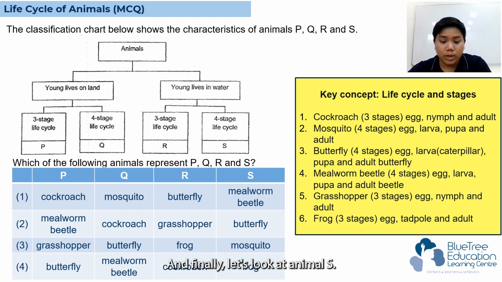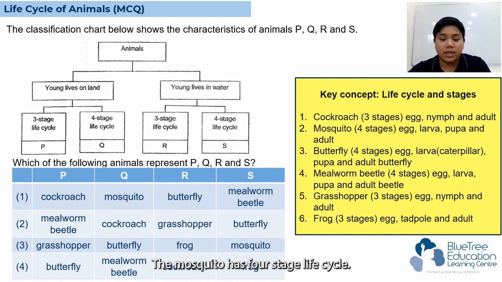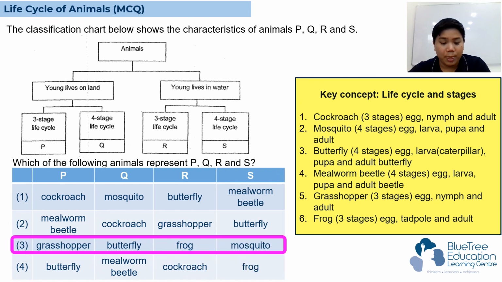And finally, let's look at animal S. Okay, so does animal S have 4-stage life cycle? Yes, the mosquito has 4-stage life cycle. And the young lives in water. So the best answer for this question is 3. Okay?